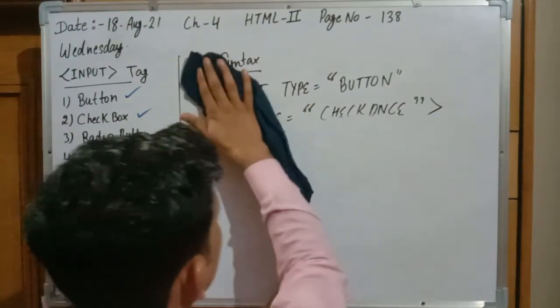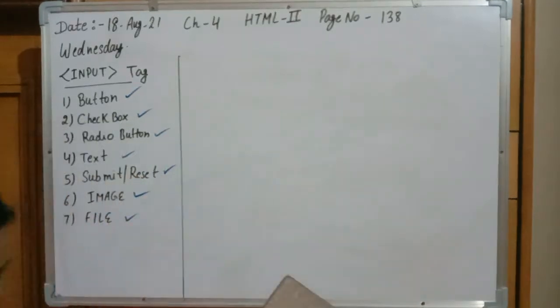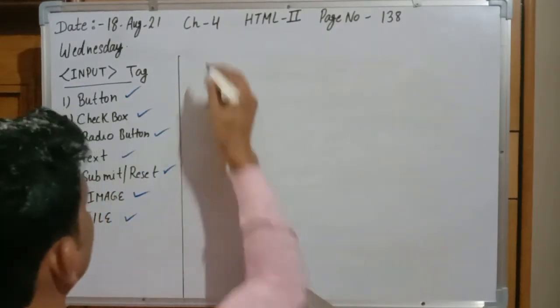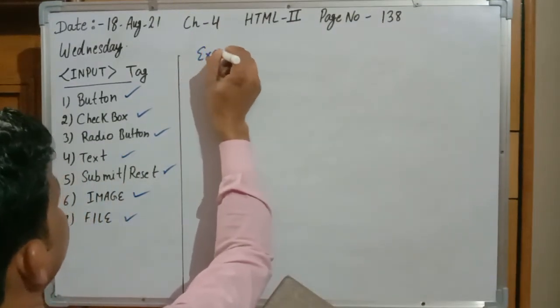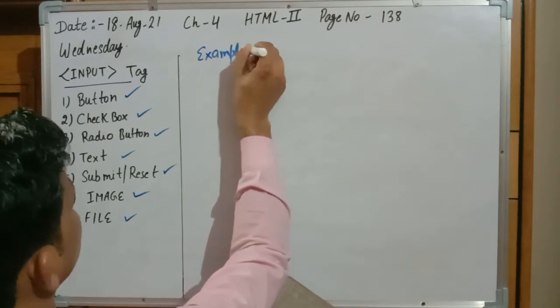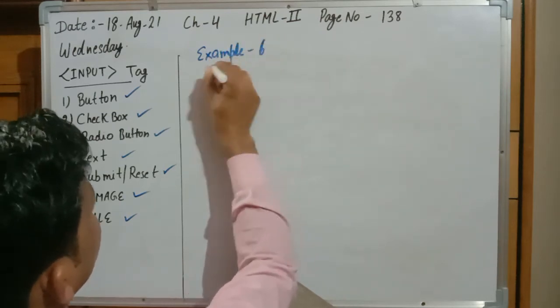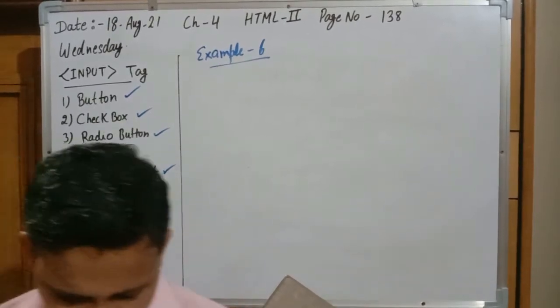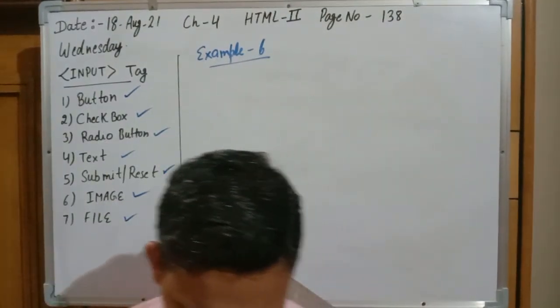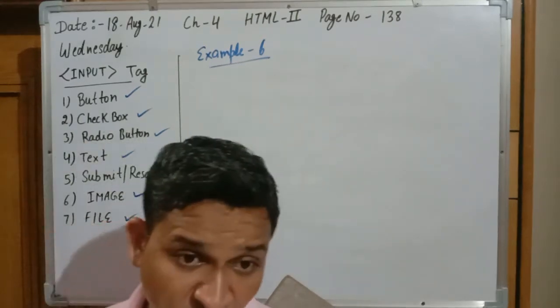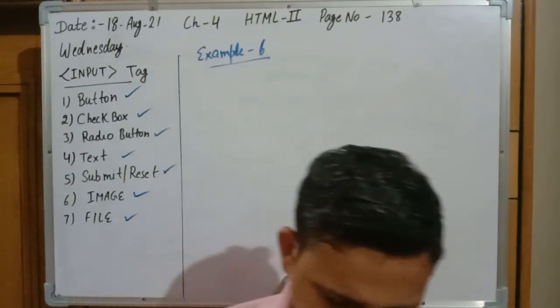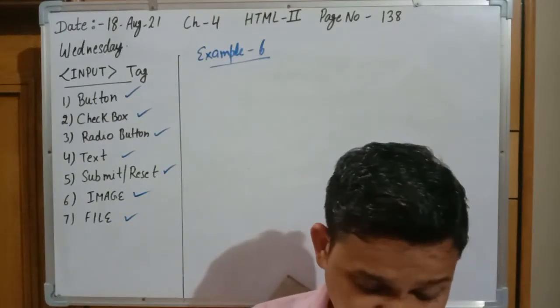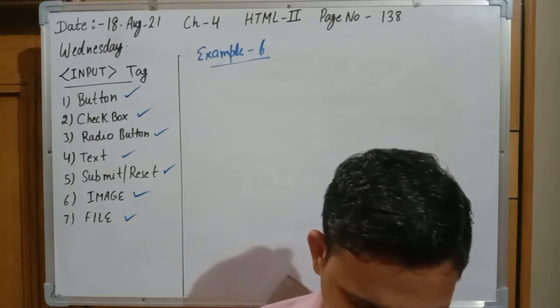Now open your book, example number 6, on page number 138. As per the example, I am starting reading from body tag. In body, form has been started. In form, we have prepared one paragraph. This paragraph contains the data. This is the first button.